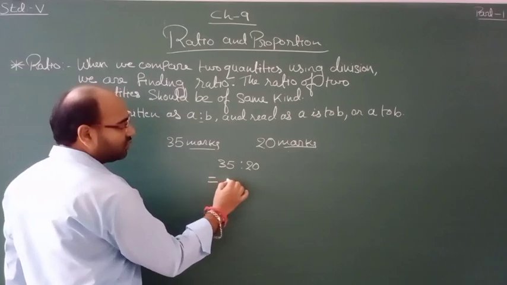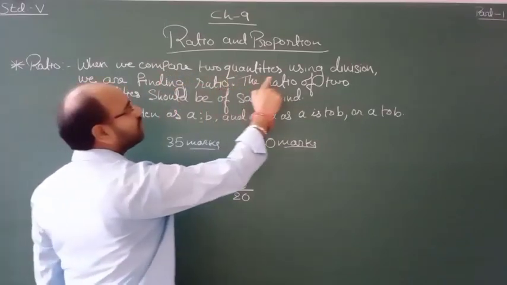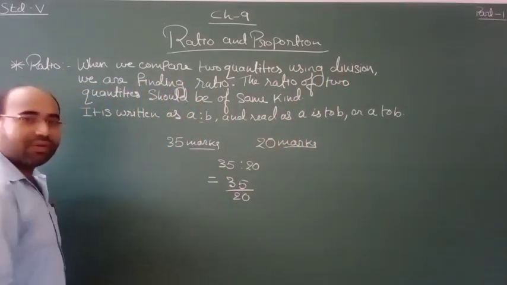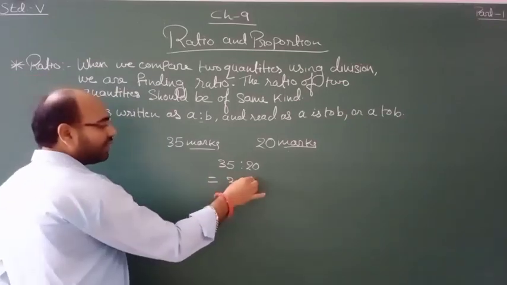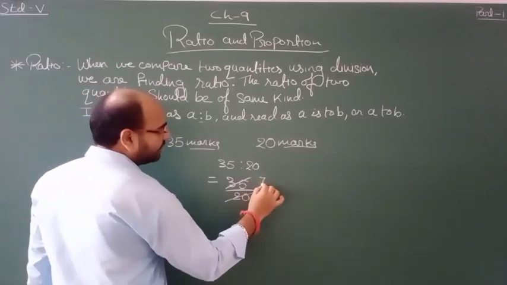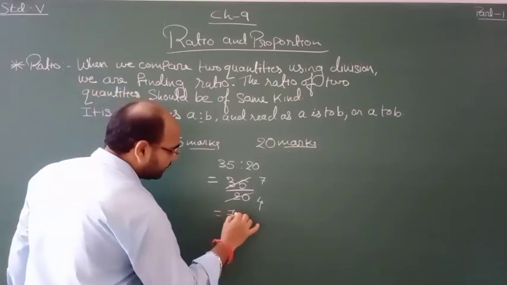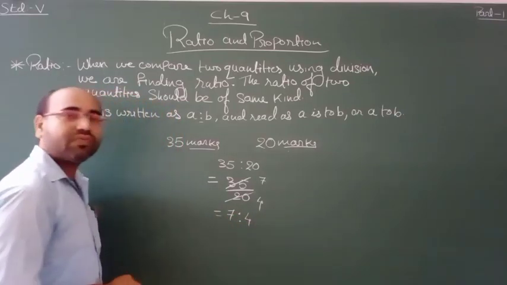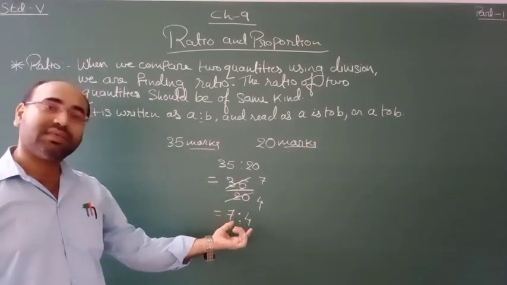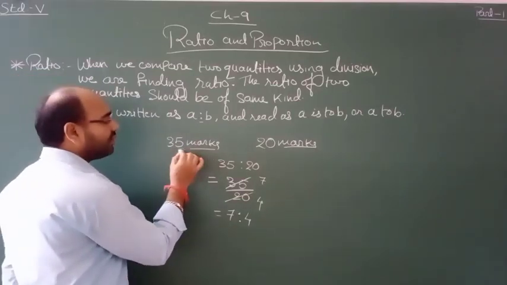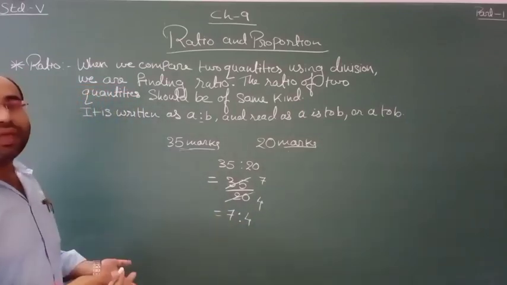Now 35 is to 20 will be written as 35 upon 20, because we compare two quantities using division. अभी आपको ऐसा लगेगा, it has formed in the form of fraction only. So now we can cancel it: 5 sevens are 35 and 5 fours are 20. So the ratio comes 7 is to 4. दोनों के जो मार्क्स थे हमने कंपेयर किए 35 and 20, so we got the answer 7 is to 4. मतलब इसको जब 7 मार्क्स मिल रहे हैं तो यहाँ पे इसको कितने मिल रहे हैं? 4 marks. This is how we can compare.